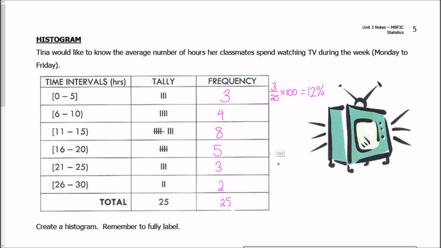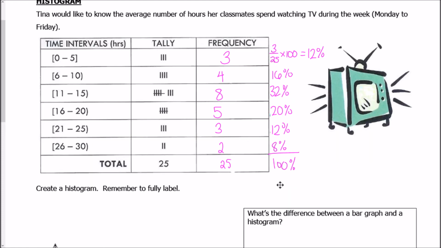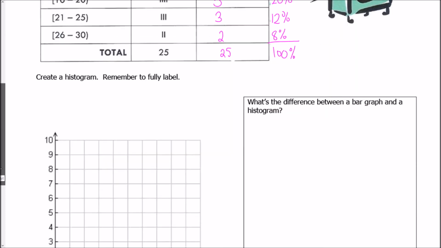Please find the remaining percentages and then compare your answers with me when you're done. The values you should have gotten: 16%, 32%, 20%. Right here, this should be 12% and then 8%. So now let's make our histogram right here.